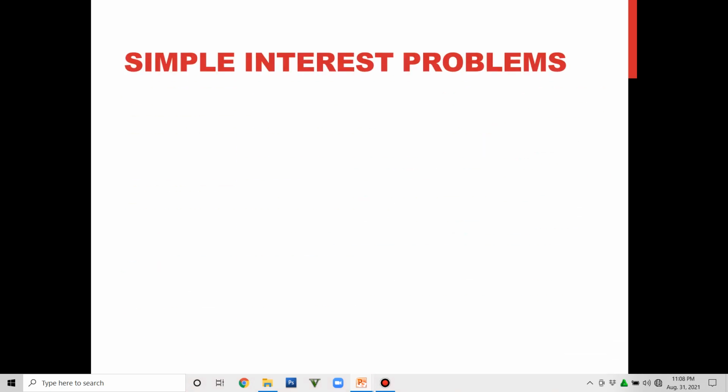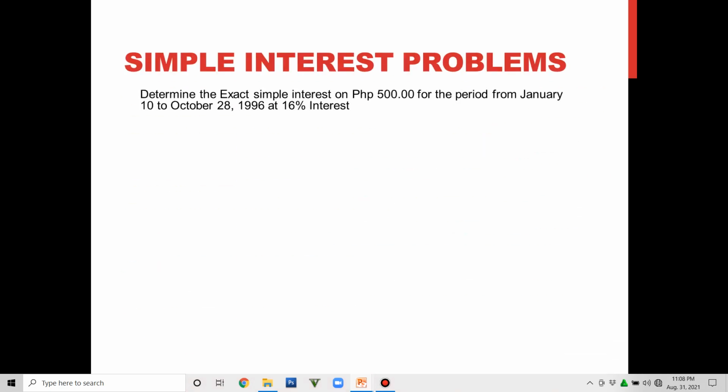So moving on to the second problem. This time we will treat this as exact simple interest because it is already specified. At the same time, naka-specify na rin yung date at year. Interestingly, this is a leap year, ano? So just the same solution. Ang gagawin lang natin dito is to determine the exact number of days in that range, January 10 to October 28, 1996. So 500 pesos yung principal natin, and the number of days, count natin.